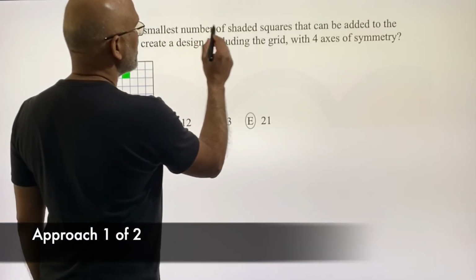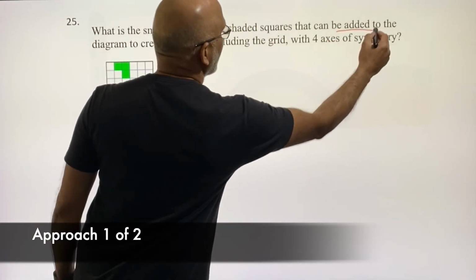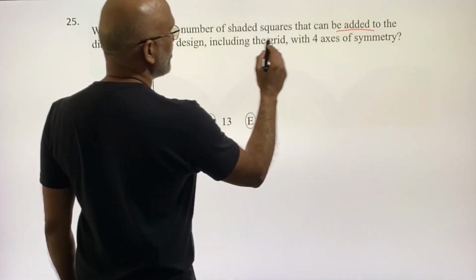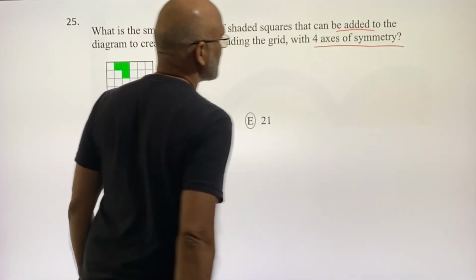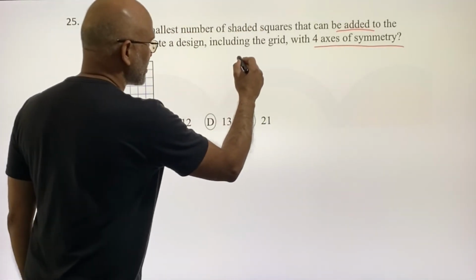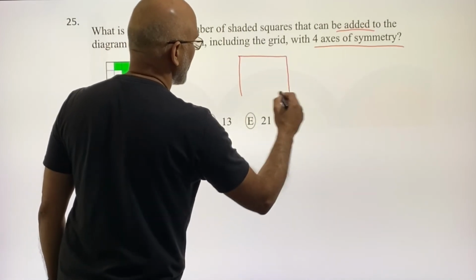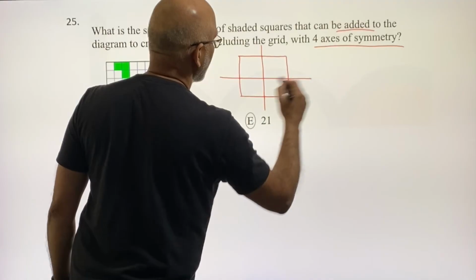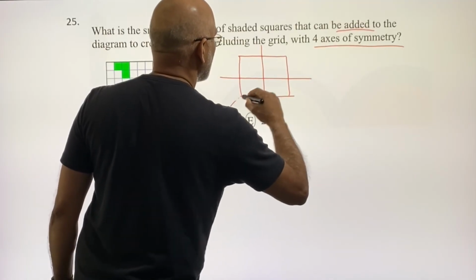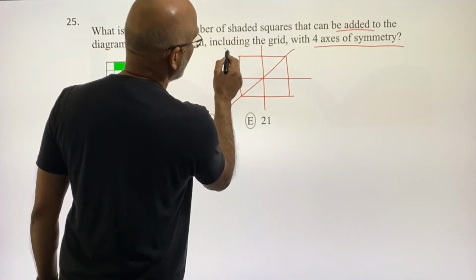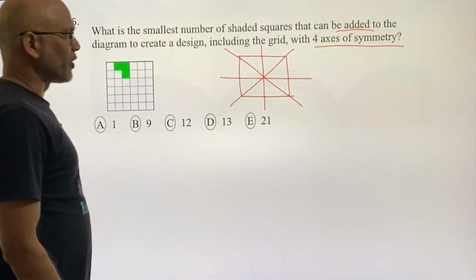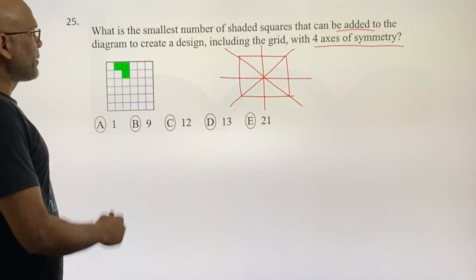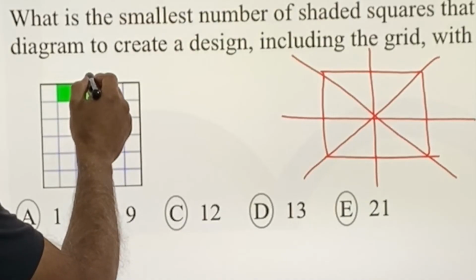What is the smallest number of shaded squares that can be added to the diagram to create a design including the grid with 4 axes of symmetry? Alright, so what are the axes of symmetry of a square? This is one axis, the second one. This is the third axis of symmetry, and this is the fourth axis of symmetry, right? So these are the four axes of symmetry of a square. All right, so let me start with one axis of symmetry, this one.